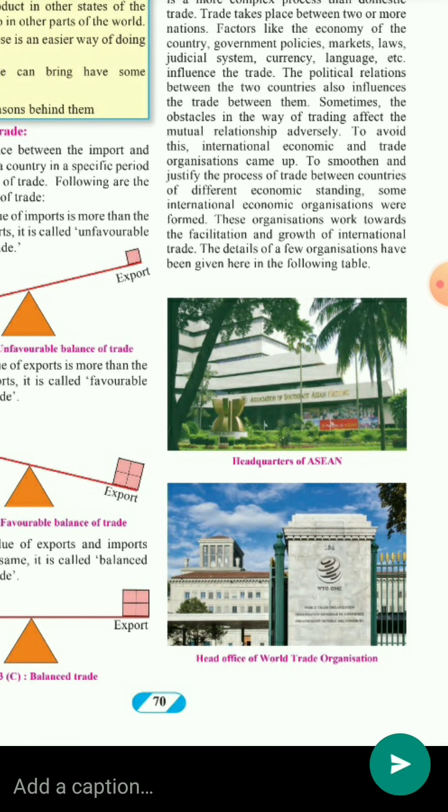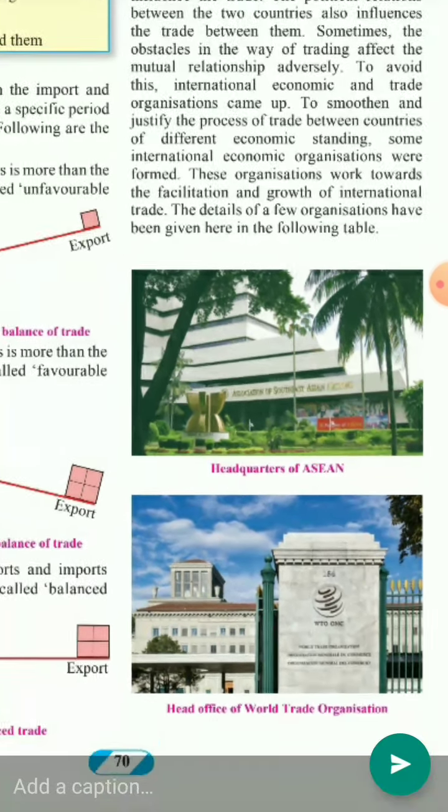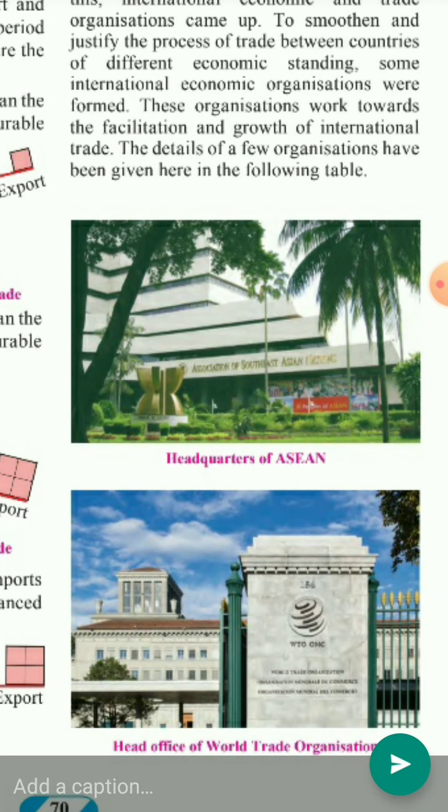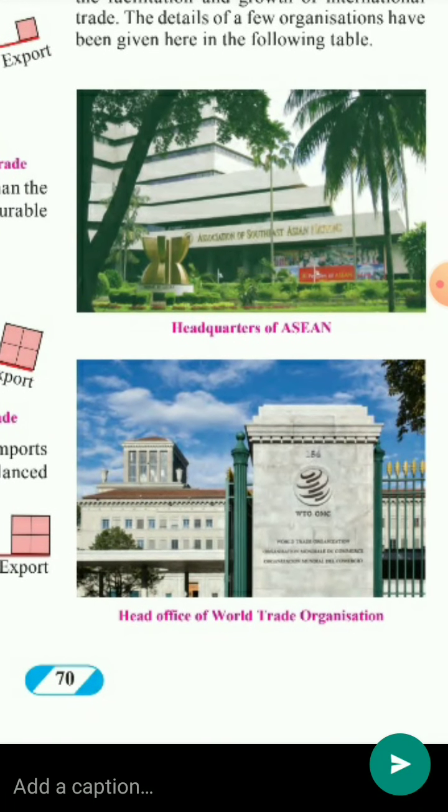But can you see the picture of the headquarter of ASEAN shown there? ASEAN is an international trade organization of Southeast Asian countries. ASEAN full form is Association of Southeast Asian Nations. I think there are 10 countries coming together and ASEAN is formed. The headquarter is shown. Headquarter of World Trade Organization, WTO, which is one of the major international trade organizations, is shown. We are going to study about the same in the next lecture. Thank you, students.